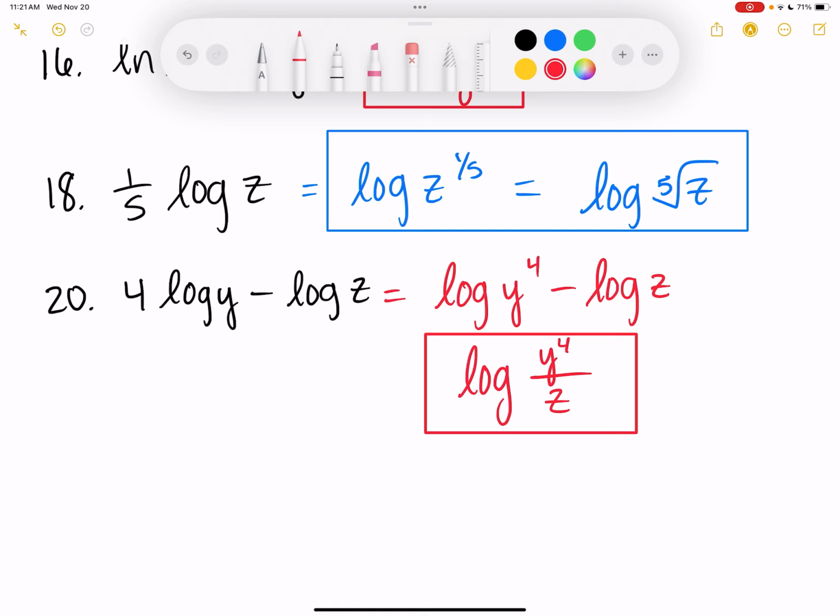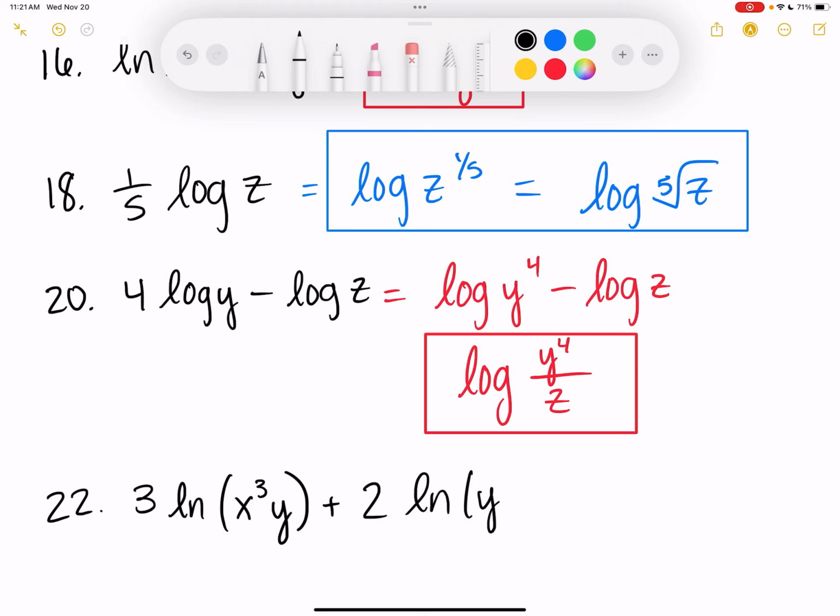All right, one more that is a little bit more in depth. 3 ln of x cubed y plus 2 ln of yz squared. So it's interesting, they actually had not divided this one all the way up to begin with, which is nice because if they had, that would be a lot more for us to deal with.